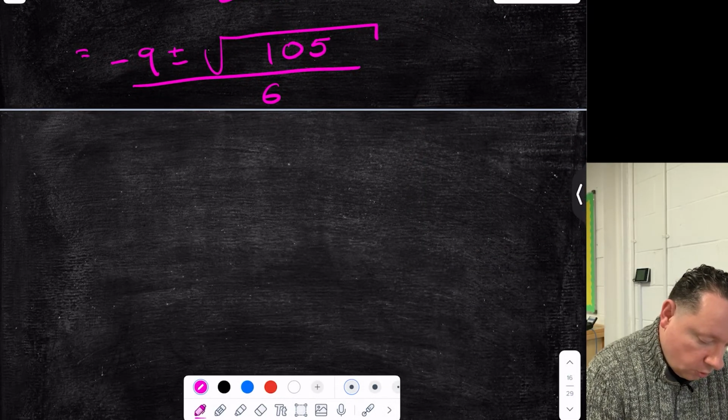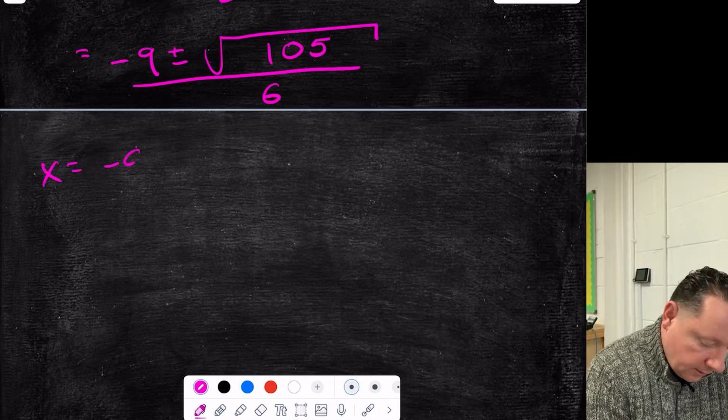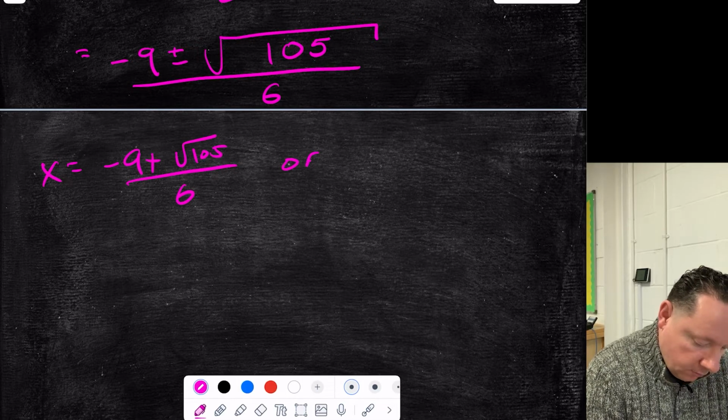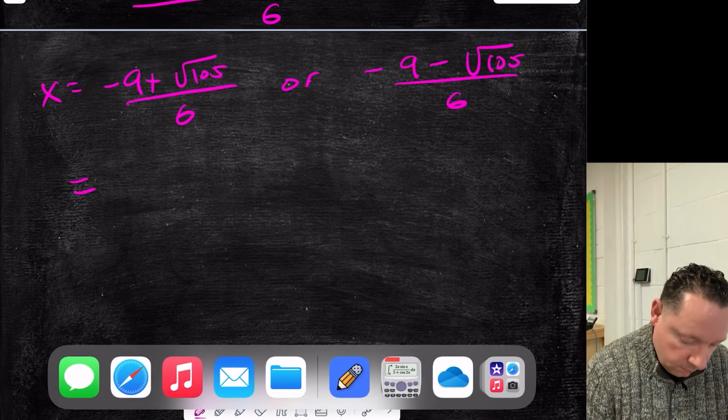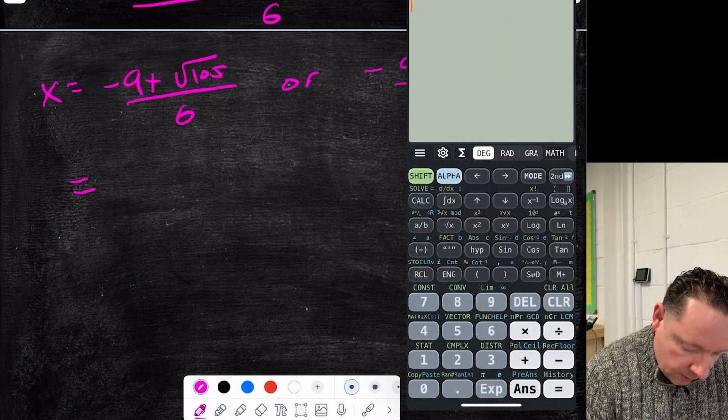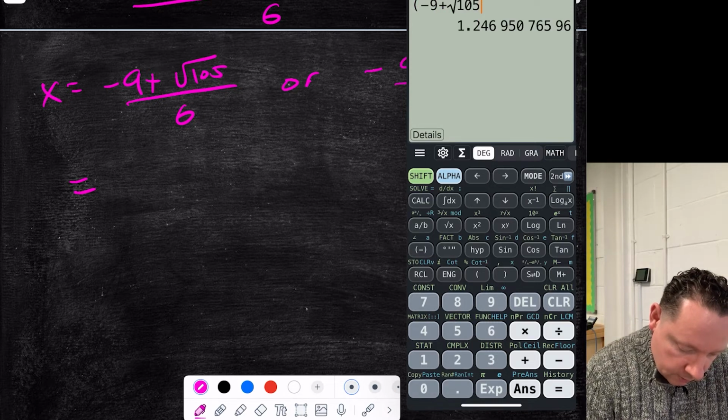So now we've got two answers. x equals minus 9 plus root 105 over 6, or x equals minus 9 minus root 105 over 6. So let's do them both separately with a calculator. Brackets for the top, minus 9 plus root 105. Close the bracket, divide it by 6.